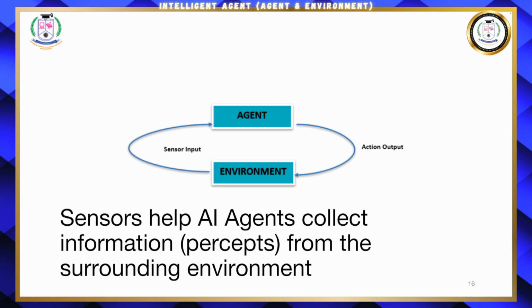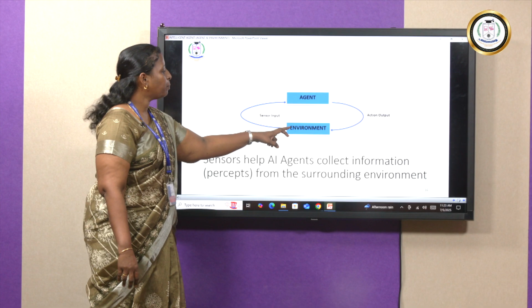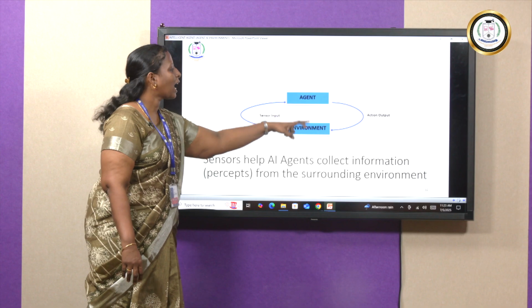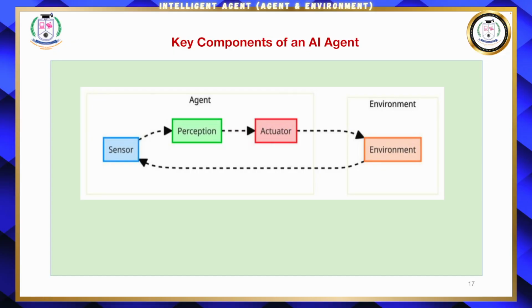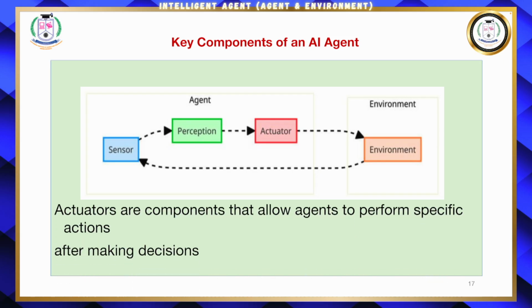I already told you, a sensor is one which collects the input from the environment. The input from the environment is obtained and the action is performed. Next, an actuator is one which converts one action into another. So this is the actuator.